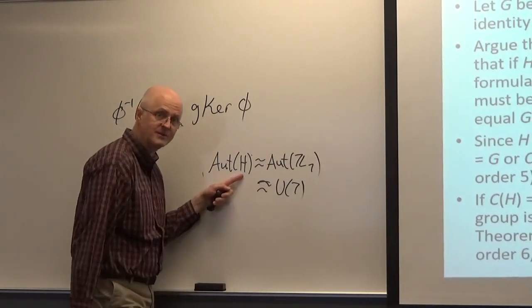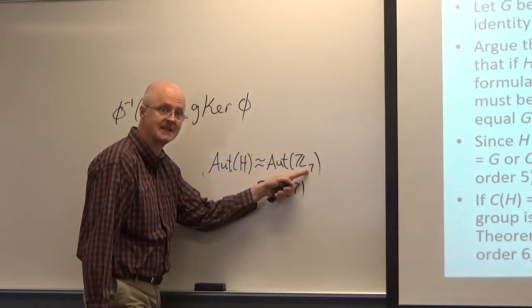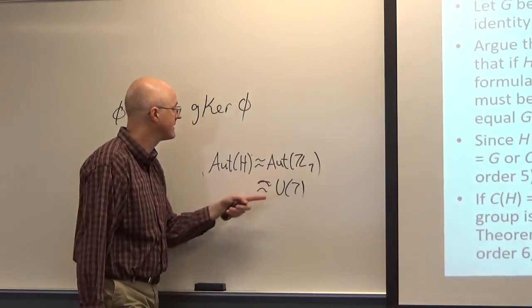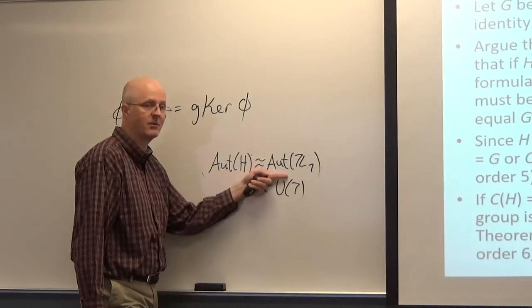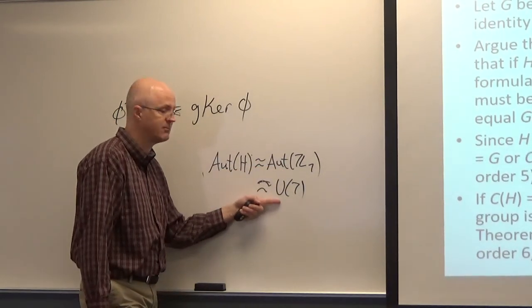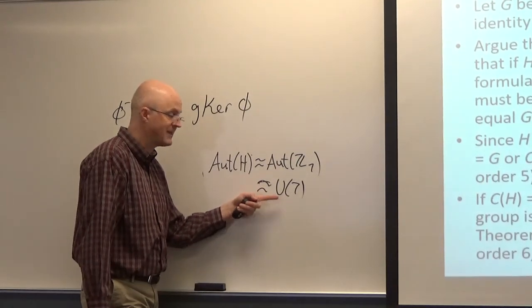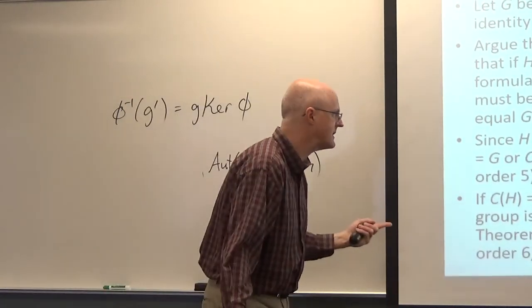H is order 7, prime. It's got to be isomorphic to Z7. It's got to be cyclic. Since Aut is an invariant, Aut of H would be isomorphic to Aut of Z7, which by chapter 6 was isomorphic to U7. That's something you should have memorized for the test. That's got 6 elements. This has got 6 elements then. That's a contradiction.